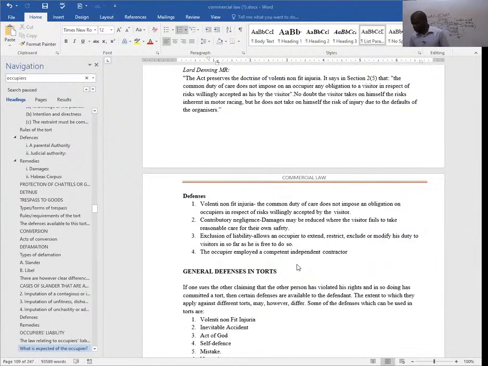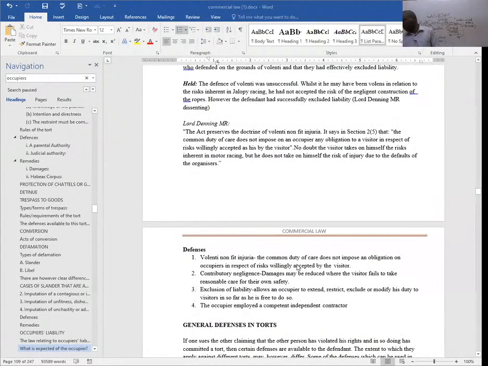Contributory negligence. So damages may be reduced where the visitor fails to take reasonable care for their own safety. If the visitor contributed to part of the injury or damages arising out of the occupier's premises, then that can be pleaded as a form of defense. Exclusion of liability. It allows an occupier to extend, restrict, exclude, or modify his duty to visitors insofar as he is free to do so.